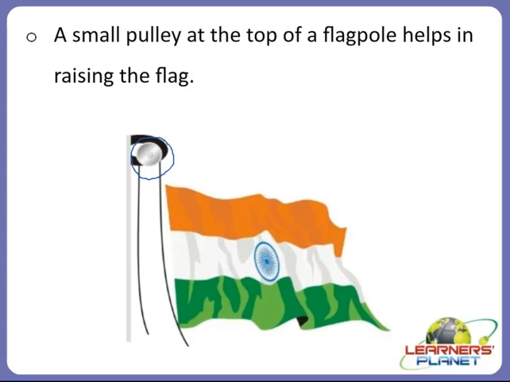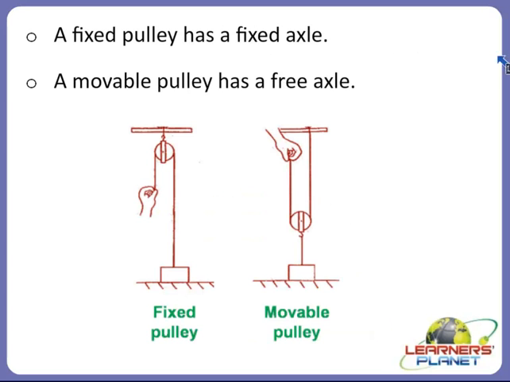So usually machines use a combination of two types of pulleys. Basically there are three types of pulleys. One is a fixed pulley, another one is a movable pulley, and third one is the combination of fixed and movable pulleys. So let us study about it. Yes, as you can see here, this is a fixed pulley and this is a movable pulley.